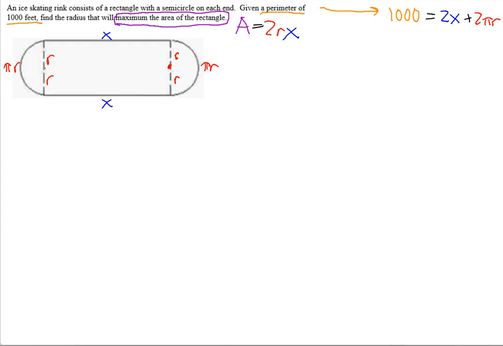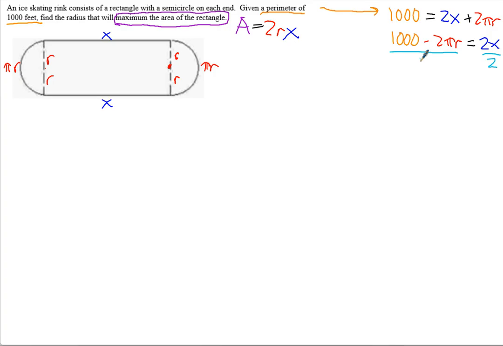And now using this equation, we can isolate either the x or the r and substitute in to get rid of either the x or the r. So in this case, they're both fairly easy to solve for. I think x is a little easier to isolate, so I'm going to isolate that. So I'm first going to subtract the 2 pi r. So 1,000 minus 2 pi r equals 2x. And then divide by 2.